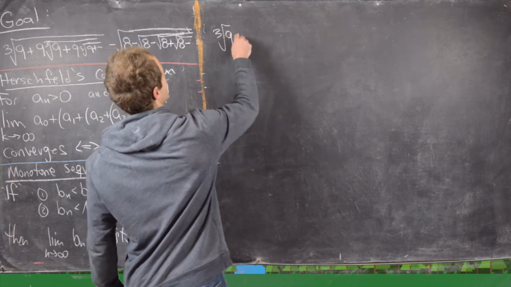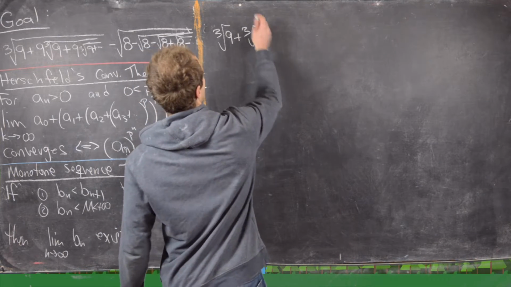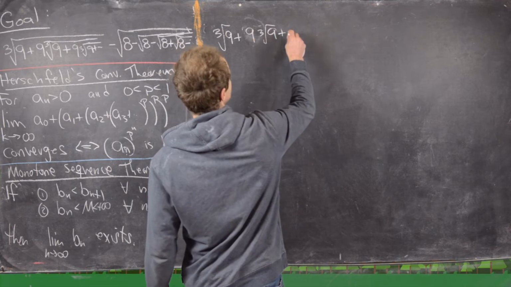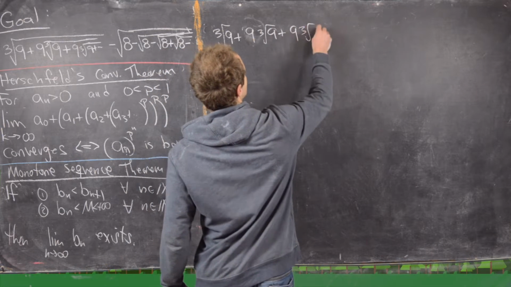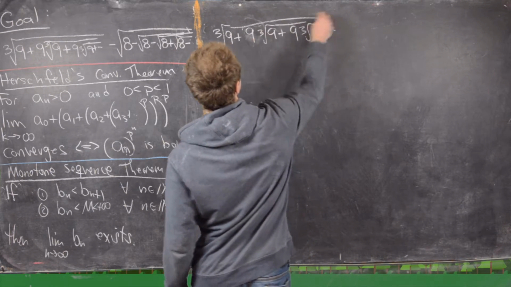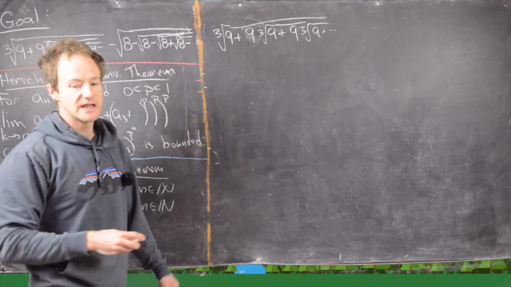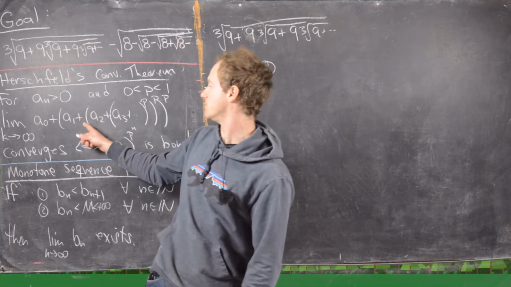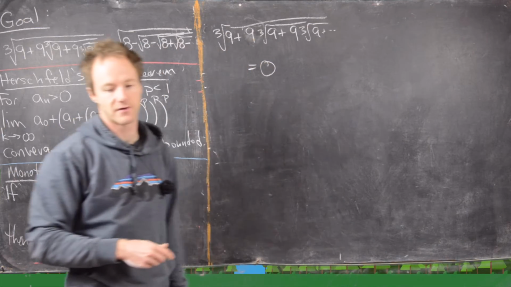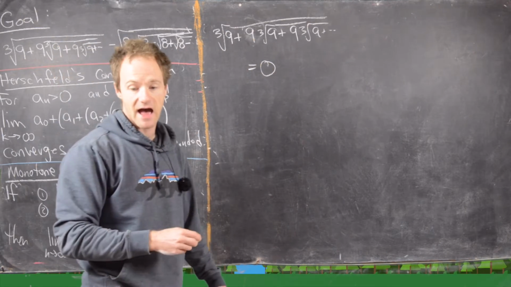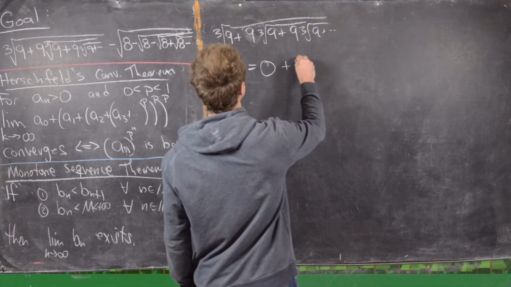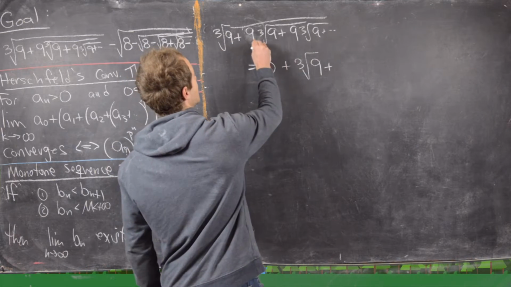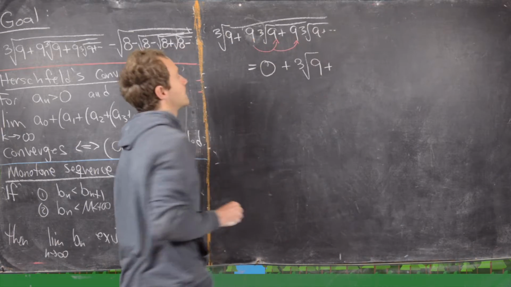So we have the cube root of 9 plus 9 times the cube root of 9 plus 9 times the cube root of 9, and so on and so forth. So what I want to do here is write this in the following way. So I can write 0 out front just to make it look exactly like this. So I've got a number out front. And then after that, I have plus the cube root of 9 plus, now I'm going to bring this 9 in here. Okay, good.